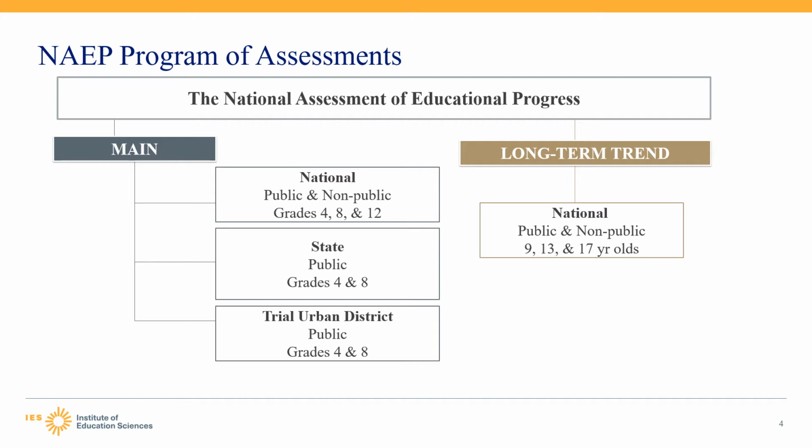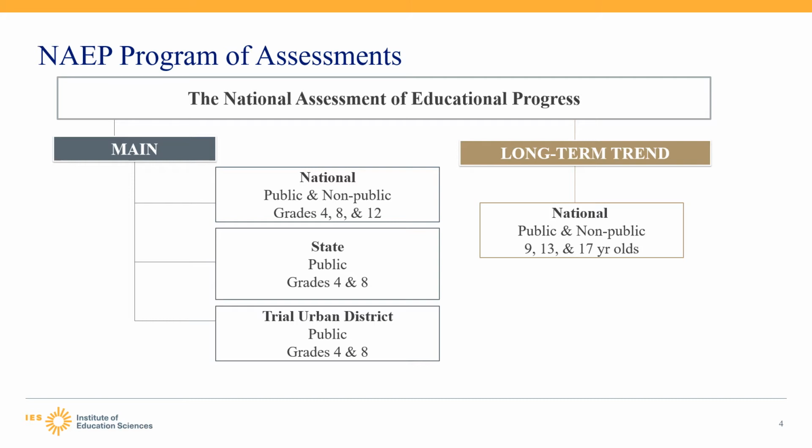The main NAEP assesses students in public and non-public schools at grade 4, 8, and 12. The public school students at grade 4 and 8 for states and trial urban districts. The trial urban district assessment is conducted for students in selected school districts. The National Assessment Governing Board selects participating districts.